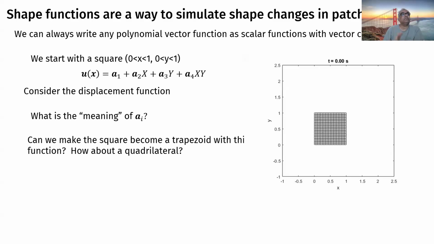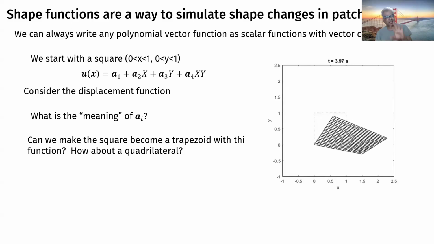Okay, can we make the square become a trapezoid with this function? How about a quadrilateral? I will show you that it can make a quadrilateral. There you go. You can see the quadrilateral being formed. But you can see that inside the quadrilateral, it's not linear. The boundaries are all nice and straight, but inside it's not actually straight. Okay, you can kind of sense that it is somehow warped in some way.